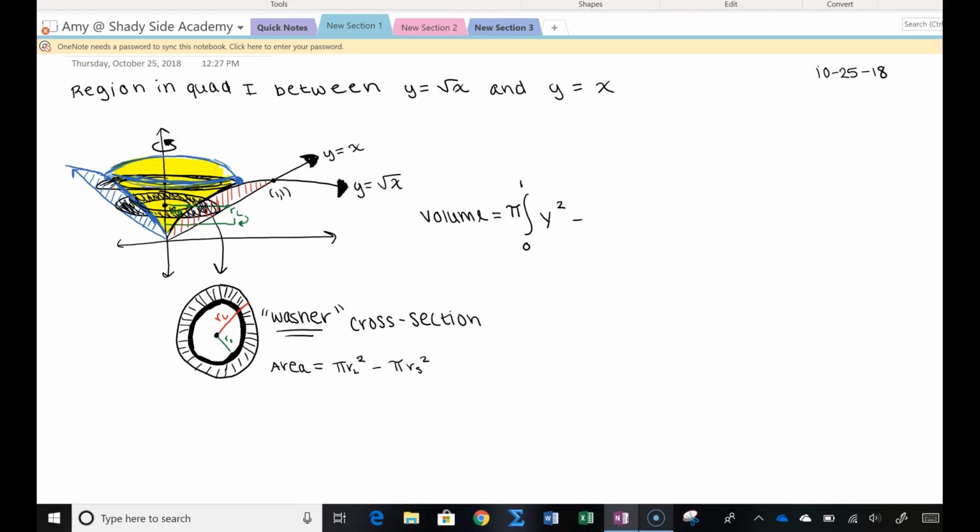Outer radius squared, minus, and we'll fix it in a minute, inner radius. The inner radius goes to this curve. Y squared. Y to the what? Y to the fourth. It's squared, squared, you multiply. Y to the fourth, and then here's where I'm going to be very picky. I want this parenthesis, the dy. That's the volume. Okay?